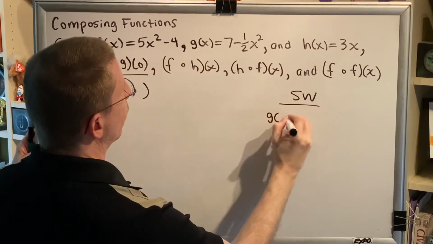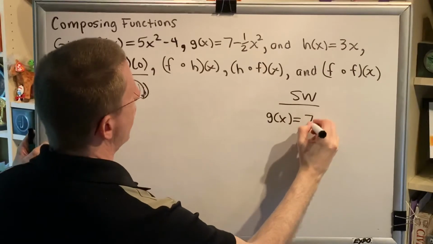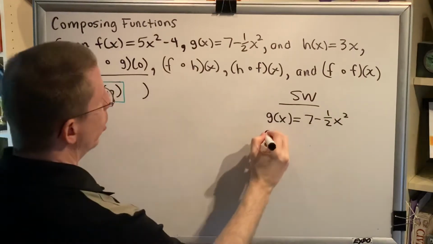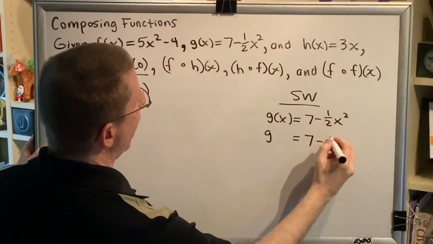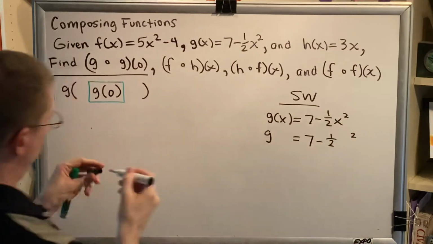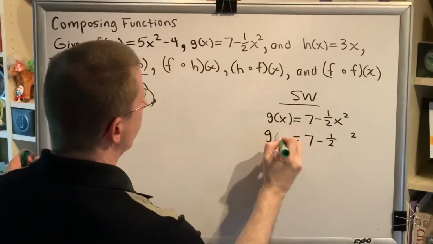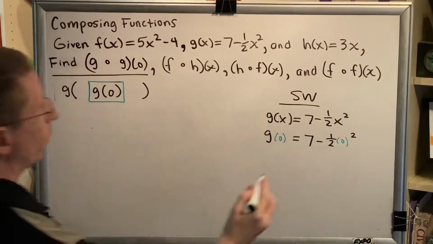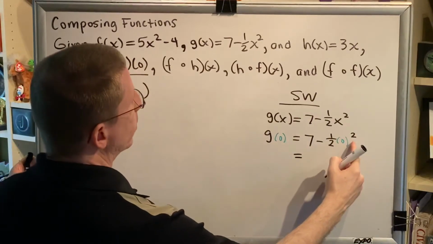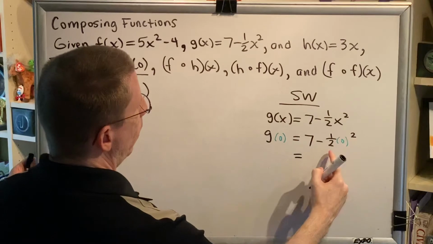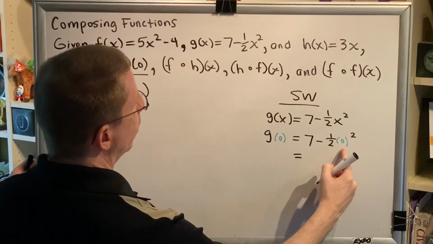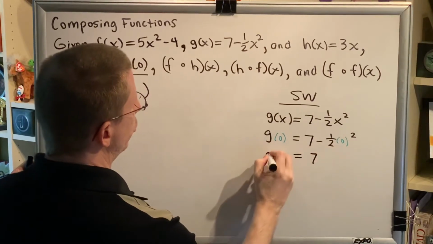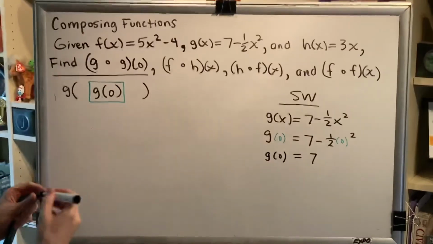We know that g of x is equal to 7 minus 1/2 x squared. So when we're asked to find g of 0, what we're really doing is replacing all of the x's with the new input, 0. So we get g of 0 is equal to 7 minus 1/2 times 0 squared. Now simplify. Following order of operations, exponents come first. 0 squared is 0. Then multiplication. 1/2 times 0 is 0. Then subtraction. 7 minus 0 is 7. So g of 0 equals the number 7.